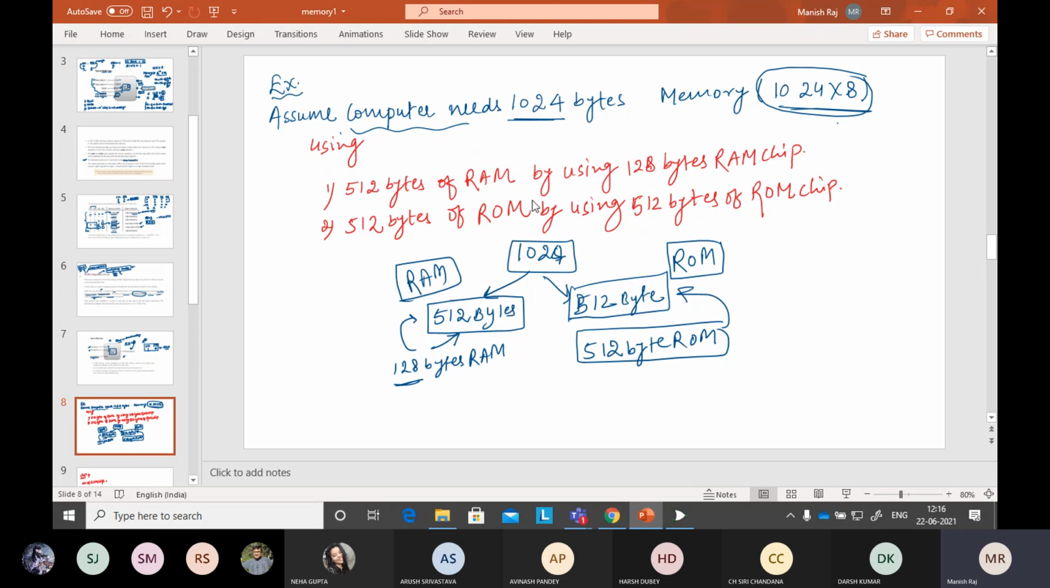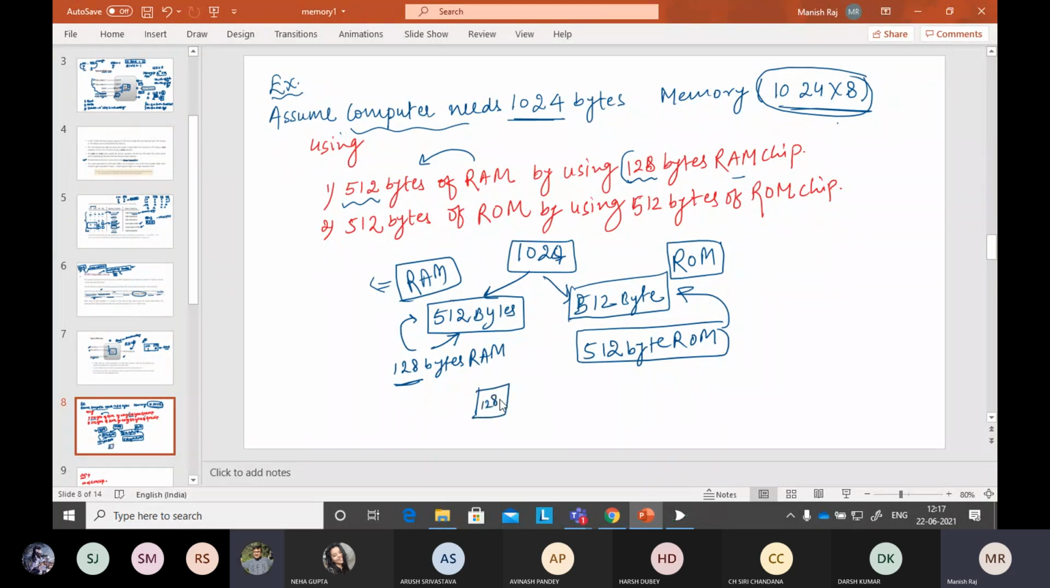So how can you make this? Using common sense, just tell me how many 128 bytes RAM chips you need to make the 512 bytes of RAM. Just tell me how many chips are needed here to make this type of memory, for the RAM. Use common sense, just tell me. That is not the formula. You have one chip of this size.